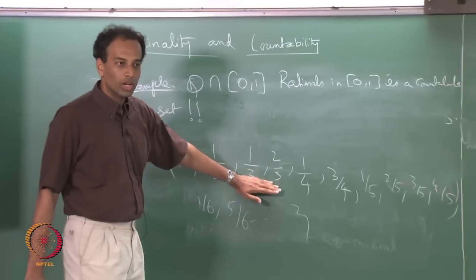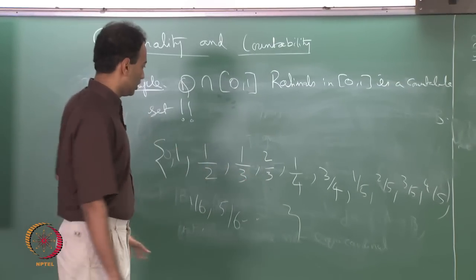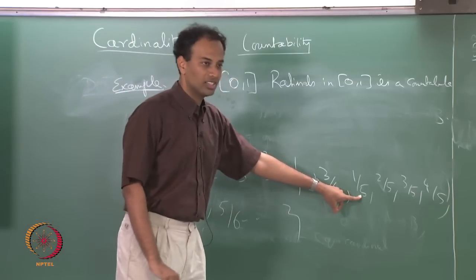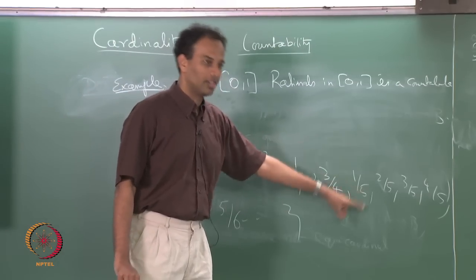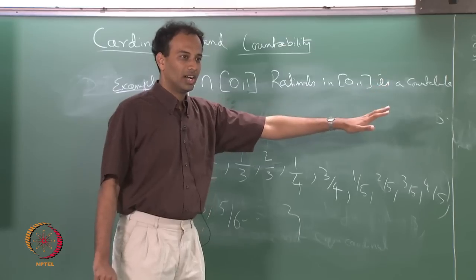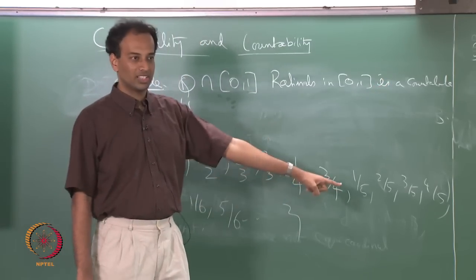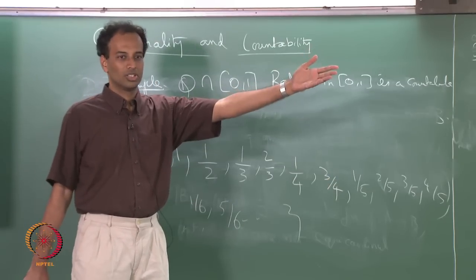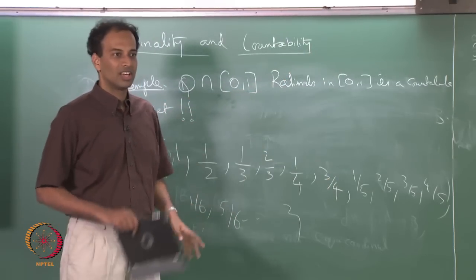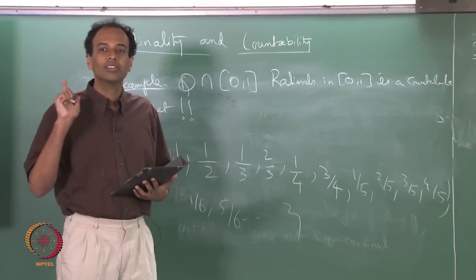Have you understood how I created this list? Every time I increase the denominator and I go 1 by k, 2 by k and so on, and if that number is already there, leave it out. My claim is that this list that I have just completed, this is an infinite list of course, but this list has every rational number in 0, 1.